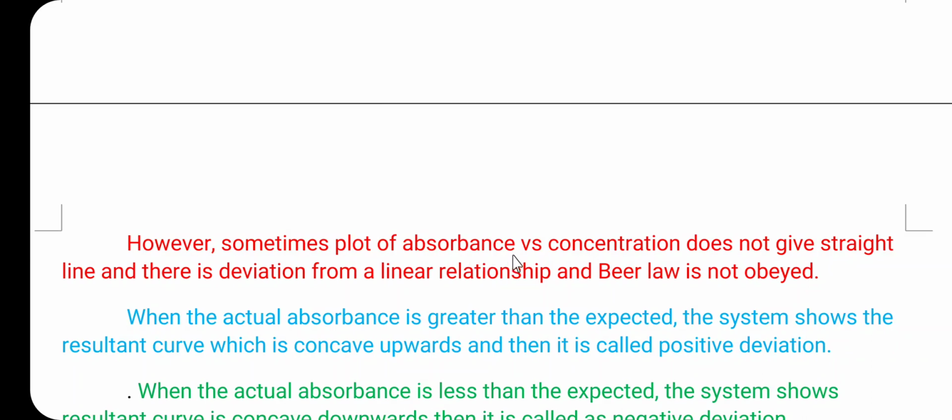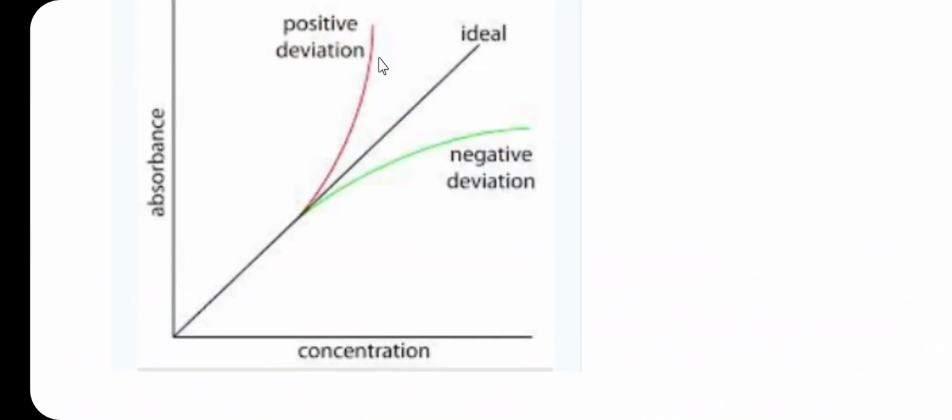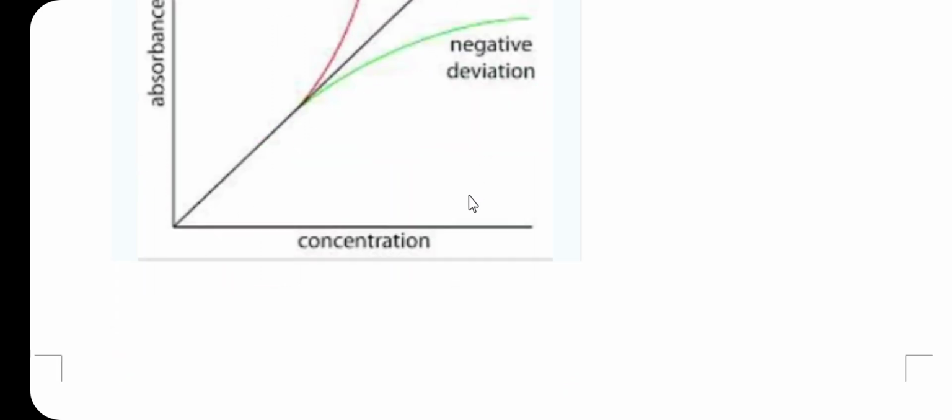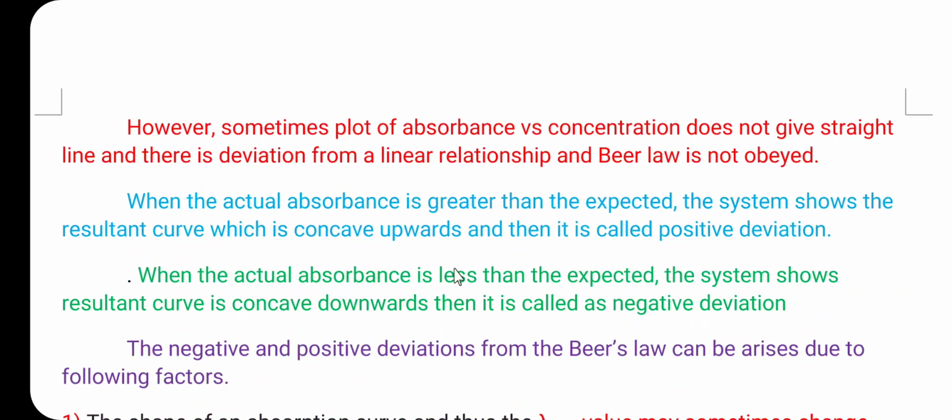Sometimes the plot of absorbance versus concentration does not give a straight line. There is a deviation from the linear relationship, and Beer's law is not obeyed. When the actual absorbance is greater than expected, the system shows a resultant curve which is concave upward, and it is called the positive deviation. When the actual absorbance is less than expected, the resultant curve is concave downward, and it is called the negative deviation. So there are two types of deviation, positive deviation as well as negative deviation.